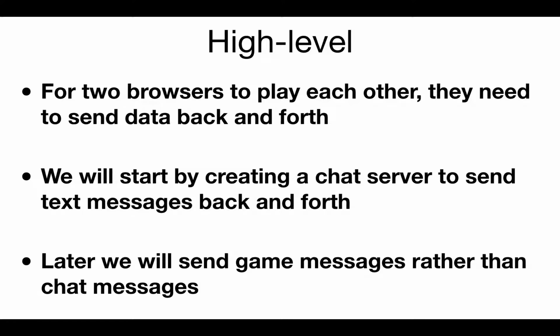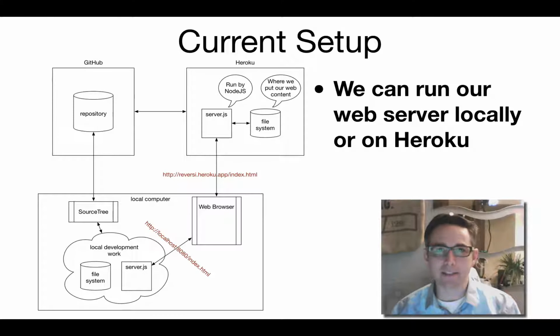So if you've been following along so far, this is about what our current setup is, and it should be what you have. Basically, we can run our web server locally or on Heroku. When I say run our web server, what I mean is to run the server.js file using the command node server.js. If you run that on your local machine, then you'll be able to access the web browser by typing in the URL localhost:8080/index.html, and that'll bring up the index.html file served from your local file system.